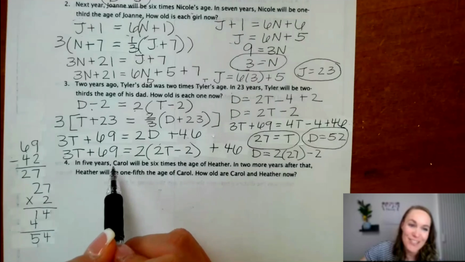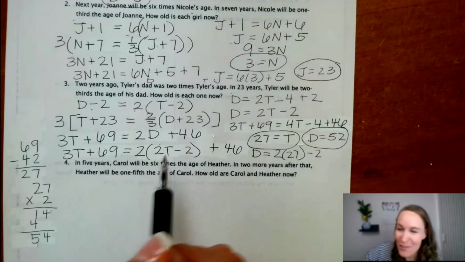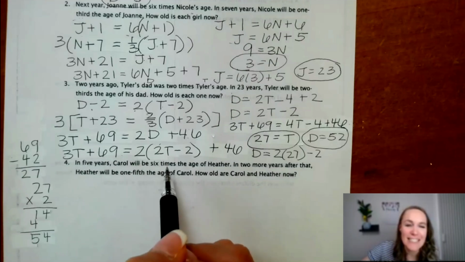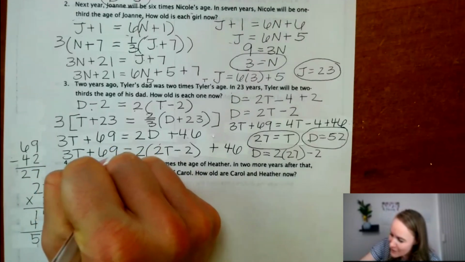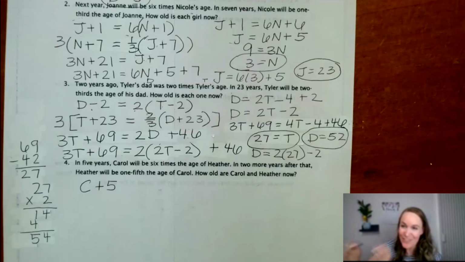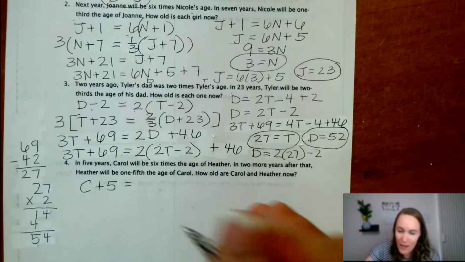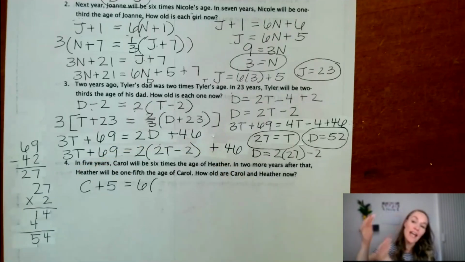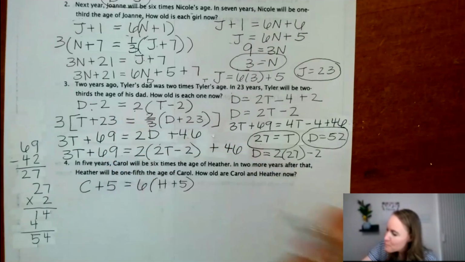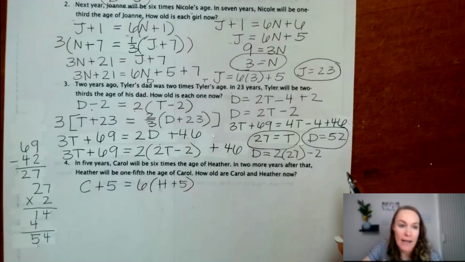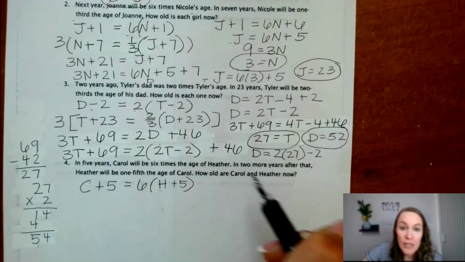In 5 years, okay, so 5 years from now, remember +5, right? Everyone +5. Carol will be 6 times the age of Heather. Carol in 5 years will equal 6 times the age of Heather. So 6 times, but not Heather now, Heather in 5 years. So Heather plus 5. In 2 more years after that, Heather will be 1/5 the age of Carol. In 2 more years after that.